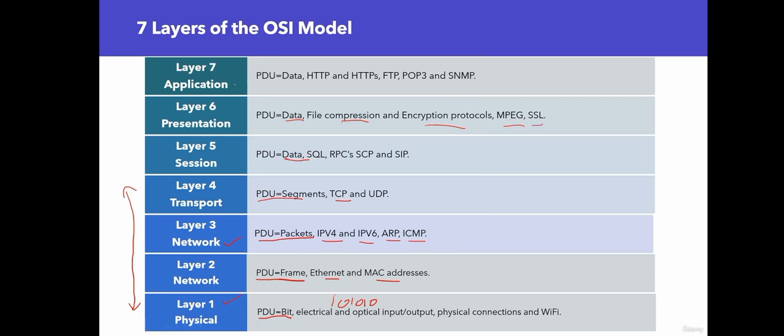And layer 7, which is the top layer, is the application layer, and the PDU here is again data. This is where you find the likes of HTTP, HTTPS, file transfer protocol, POP3, and SNMP.